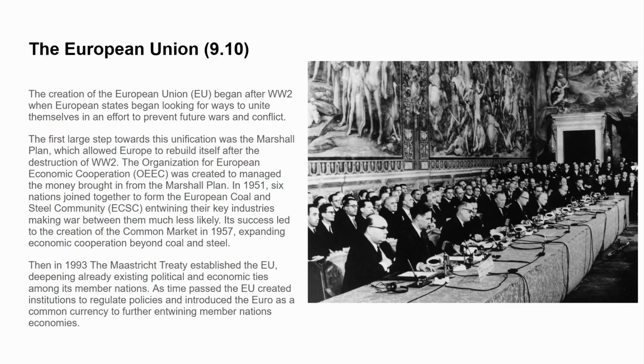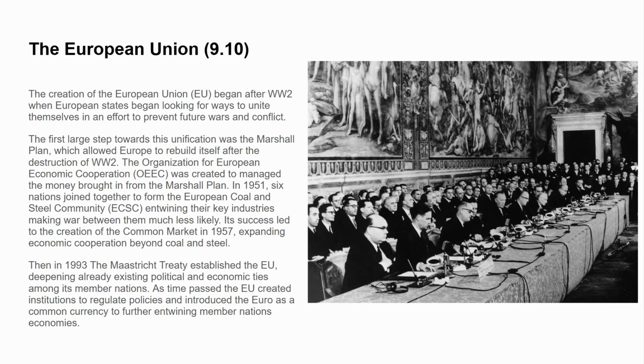The European Union. The creation of the European Union began after World War II when Europe's states began looking for ways to unite themselves in an effort to prevent future wars and conflict. While the actual European Union itself was not put into place until 1993, there were several organizations and treaties between European member states after World War II to 1993 that began pushing for the ideal that the European Union would provide. This included the Organization for European Economic Cooperation, which was created to manage the money brought in from the Marshall Plan. And then later on, you had the European Coal and Steel Community, intertwining key industries between several states.